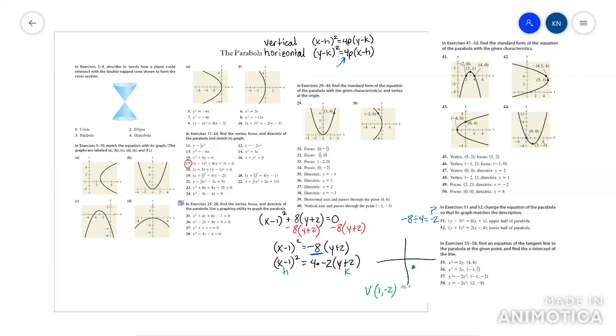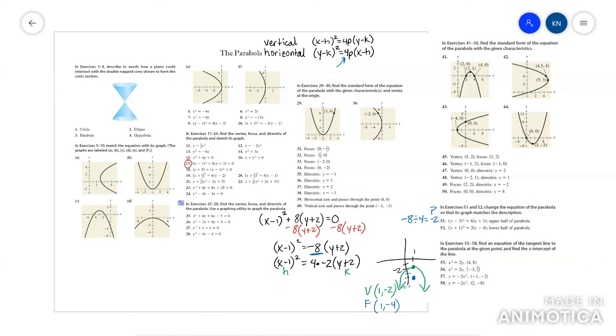And then I'd be like, okay, my p-value is negative 2, right? That means this parabola, since it's x squared, it's vertical, with a negative p-value has to open downward like this. And then I would be thinking to myself, okay, if this was 1 and this is negative 2, and your p-value is negative 2, that means you're going to go 2 more down to get to your focus. Your focus is always on the inside of that parabola. So that puts the focus at 1, negative 4.